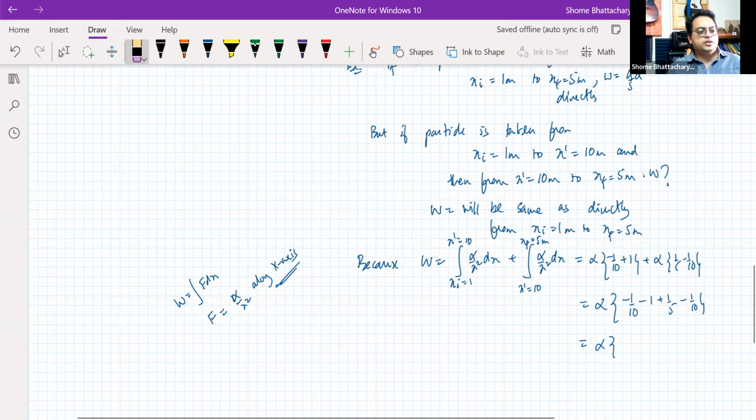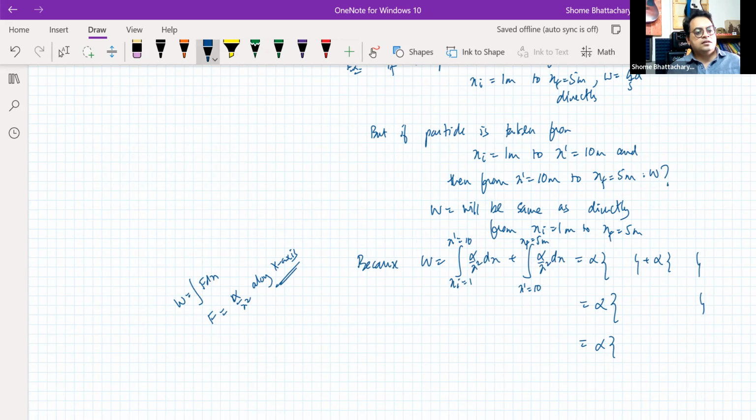So when you substitute the limits, the first term, you're going from 1 to 10, so you'll get 1 minus 1 by 10. And then you're going from 10 to 5, so you'll get 1 by 10 minus 1 by 5. So finally you'll get 1 minus 1 by 10 plus 1 by 10 minus 1 by 5. So you get 4 by 5 alpha, the same as the direct path.